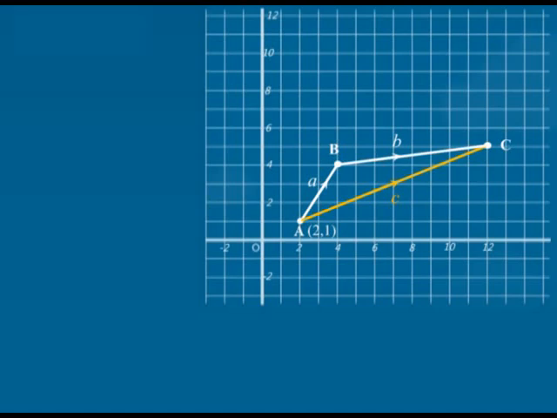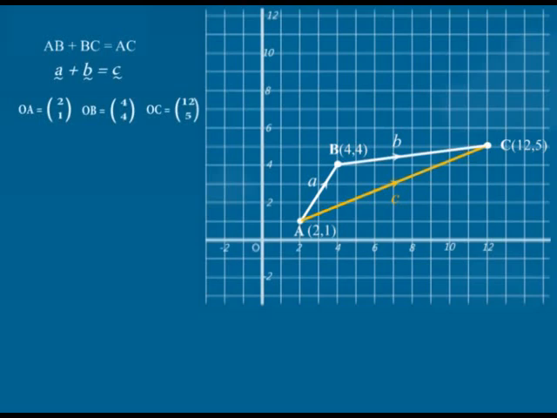And so we say AB plus BC is equal to AC, or vector A plus vector B is equal to vector C. This is not just theoretical, it is true indeed, and we can prove it. Let us give the coordinates of these 3 points. A is (2, 1), B (4, 4), and C (12, 5). In position vectors, OA is equal to (2, 1), OB is equal to (4, 4), and OC is equal to (12, 5). We can prove that AB plus BC is equal to AC.